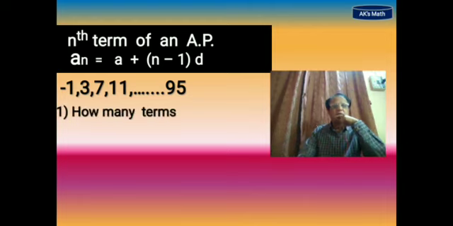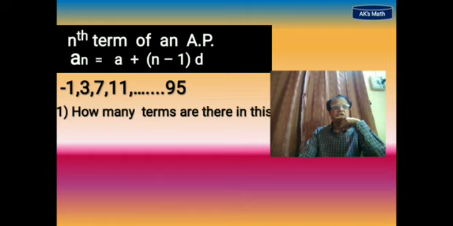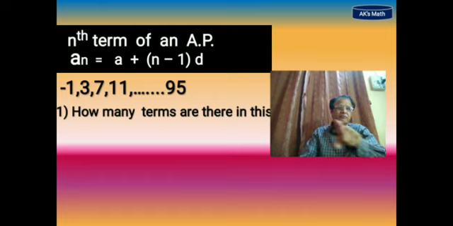So what type of question is there now? Look at this one. How many terms are there in this AP? How many terms does it have? Its last number is 95, so what do we have to do with 95? 95 we have to keep in place of an. In place of A we have to keep -1. In place of D we have to keep 4. And what is remaining now? Remaining one is n. So we have to find out the value of n. If asked how many terms are there in this given AP, such a type of question is asked.